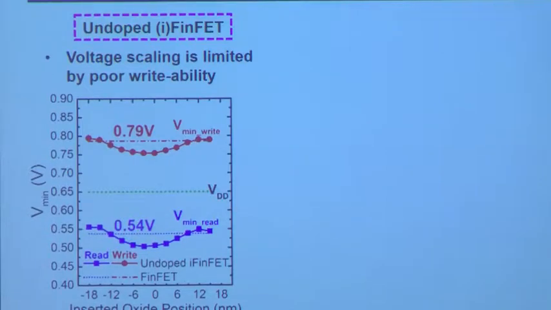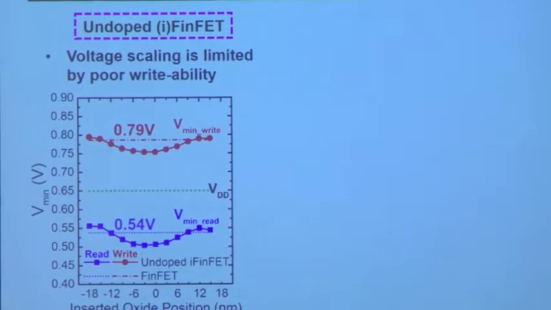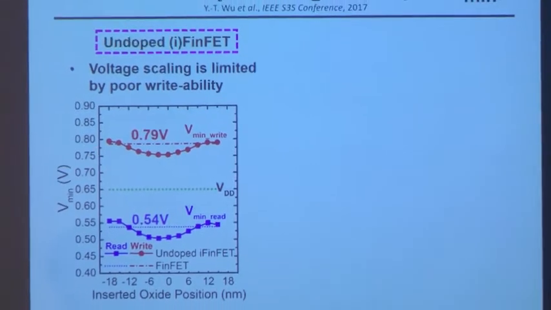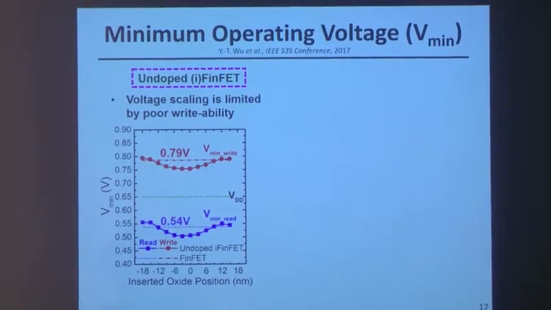So we've done some simulations. We've developed a technique to predict SRAM yield and so on. But the key here is that if you have higher operating margins, then you should be able to more aggressively scale down the operating voltage.